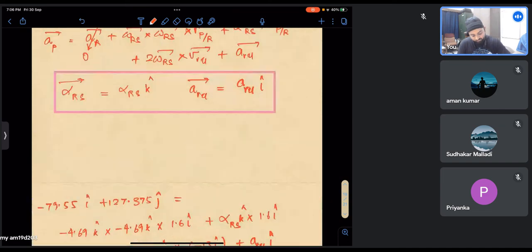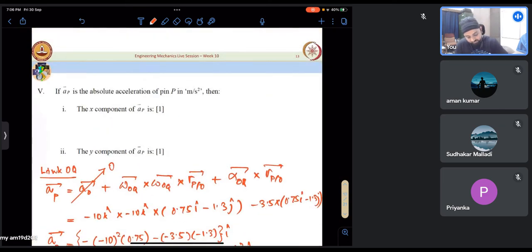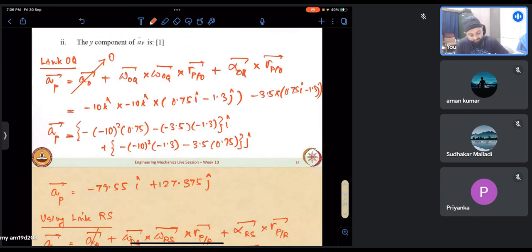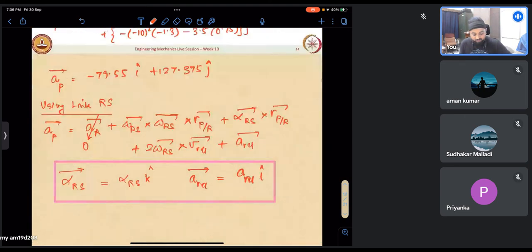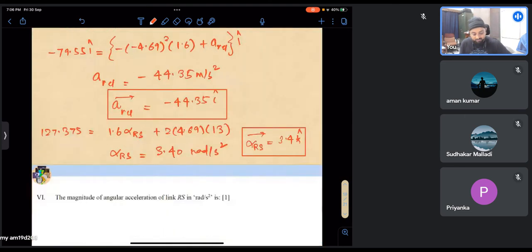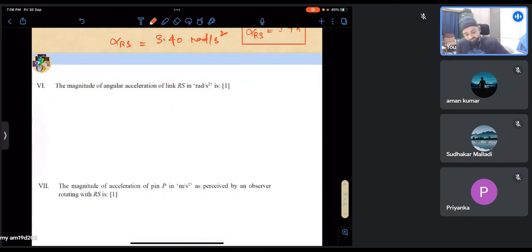So what was the question here? AP is the absolute acceleration. This we found out. It was minus 79.55 and 127.375. So the questions are also put in a logical sequence so that it gives the person hints on what next needs to be calculated and how it is to be related. It is just for practice. If anybody does it once or twice, they'll get the hang of it.